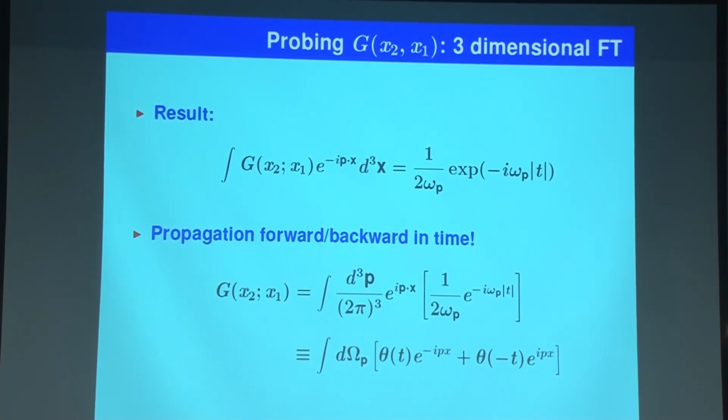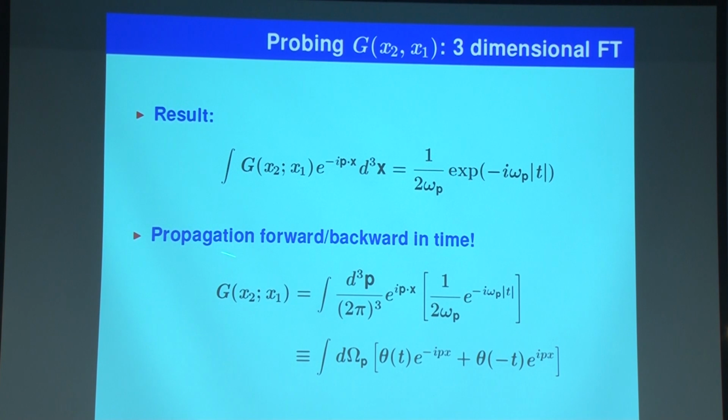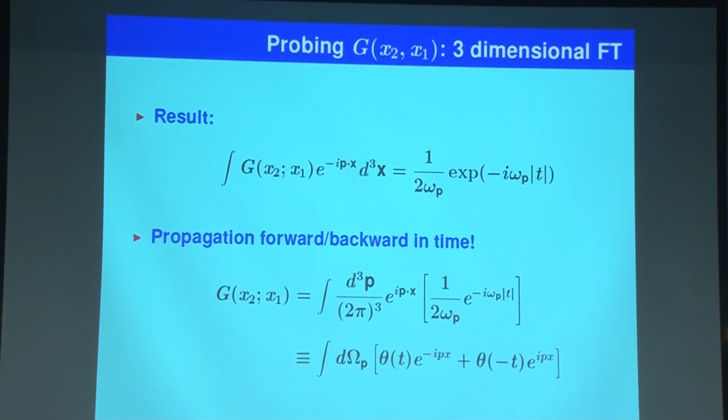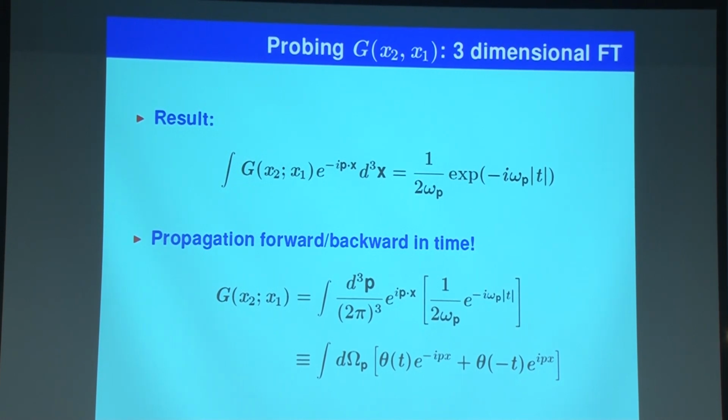But if 2 points are space-like separated, this is true for every x2 and every x1 on the planet. So, if there are 2 points which are space-like separated, then whether t2 is greater than t1 or t2 is less than t1 depends on the frame of the observer.